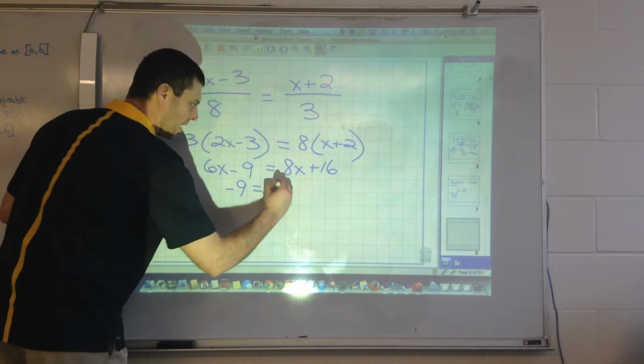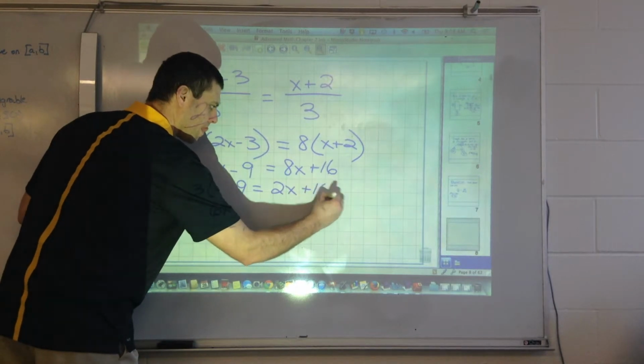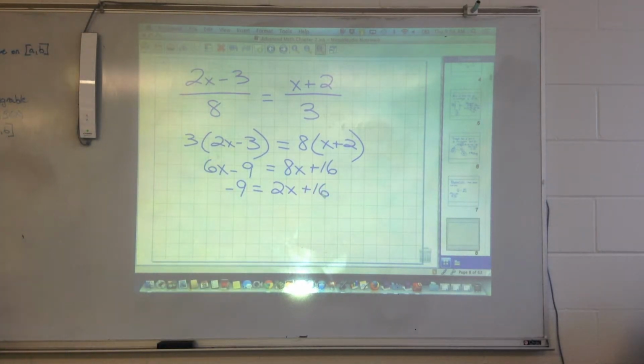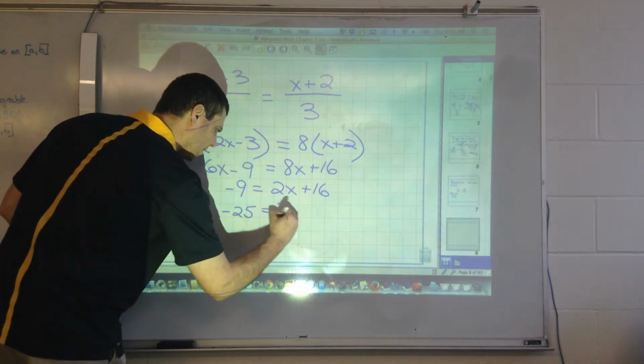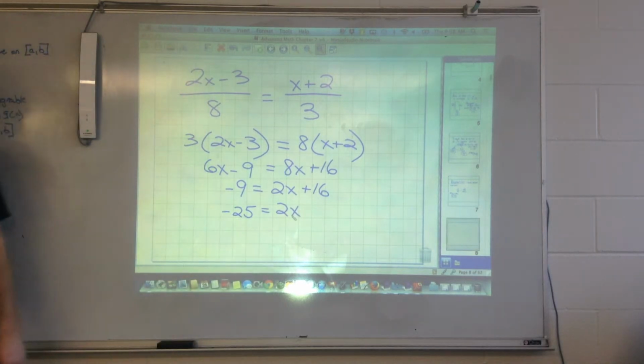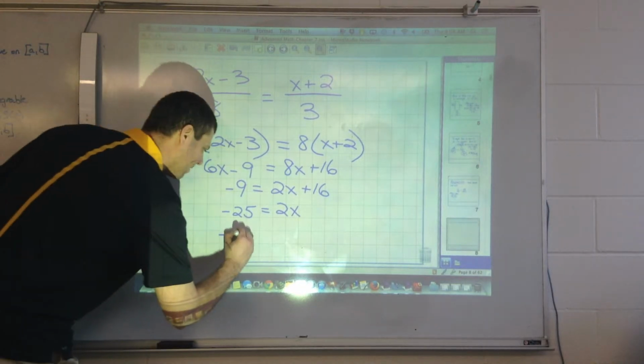Still got the -9 here. I subtracted 6x from both sides. Now let's get all my numbers over to the left side, so how do I get rid of that 16? Subtract 16. Subtract 16 from both sides. I subtract 16, I get a -25. Divide by 2. And then divide both sides by 2, and you get -12.5.